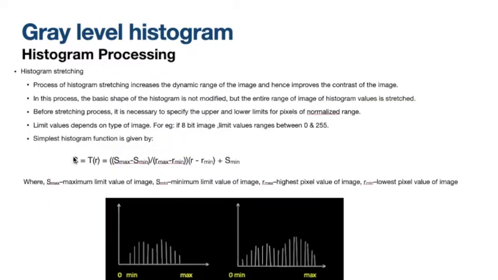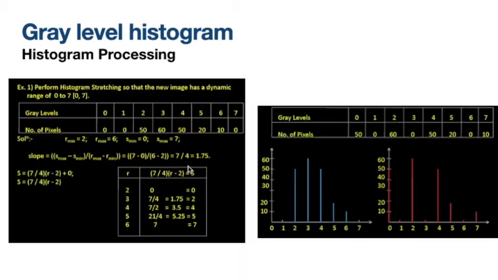So you can use this equation. First find the slope, that is Smax minus Smin by Rmax minus Rmin, that is 7 minus 0 by 6 minus 2. You get 7 by 4, that's equal to 1.75, and then you apply this equation, that is the slope into R minus Rmin plus Smin.